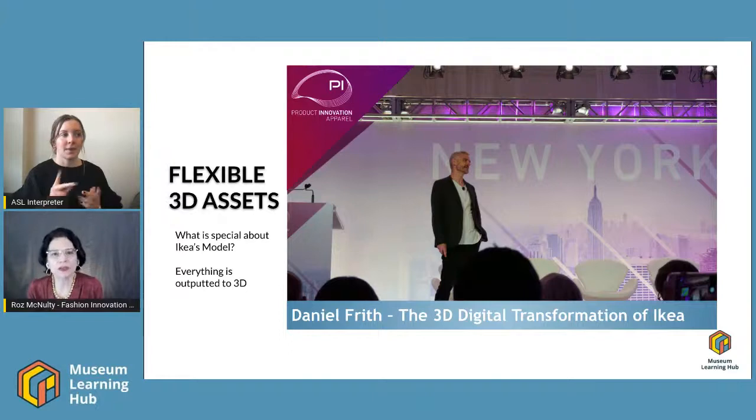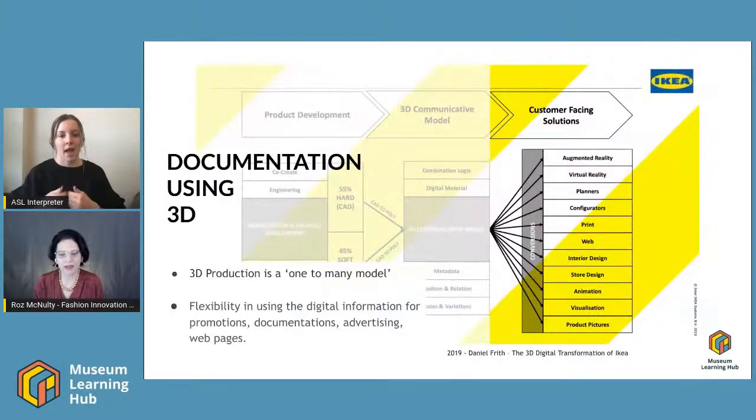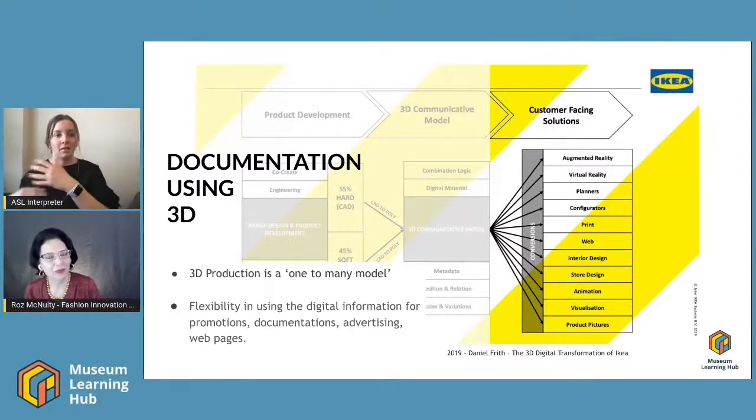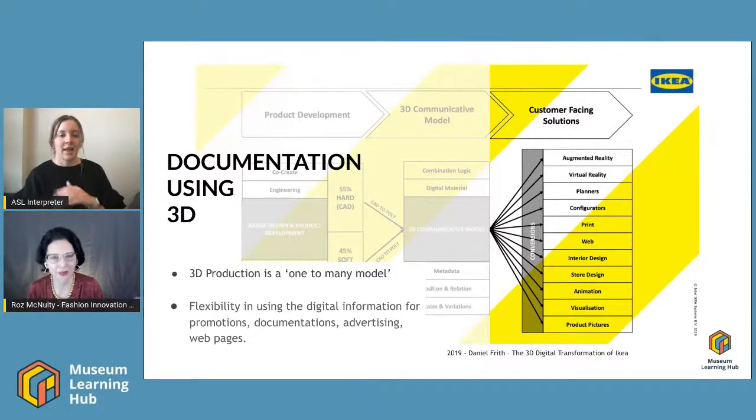So one of the most influential talks I've ever been to was at PI Apparel Conference back in New York, and it had the head of Ikea's 3D department talking about the value of 3D assets and how it works for Ikea. And basically everything is outputted to 3D. And what that means, it's a one-to-many model, and that basically they scan or create with CAD everything, including the plants, for their photography and otherwise.